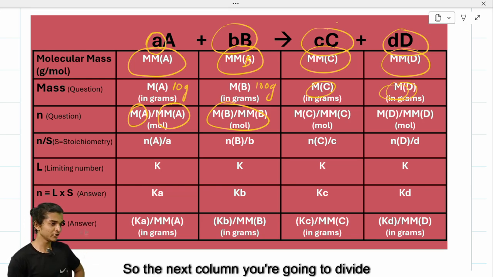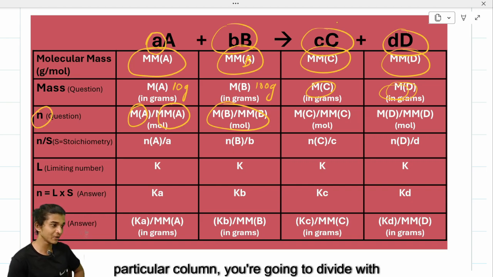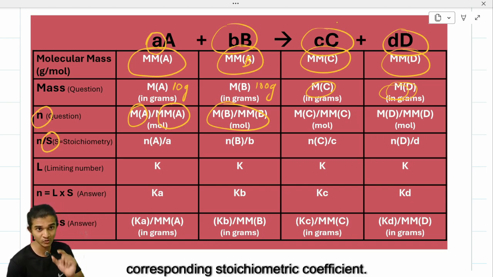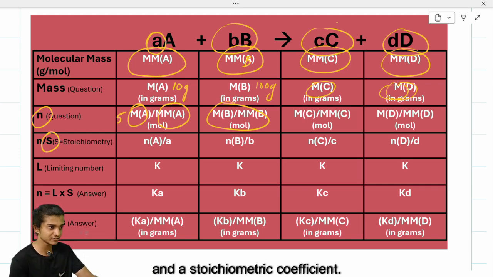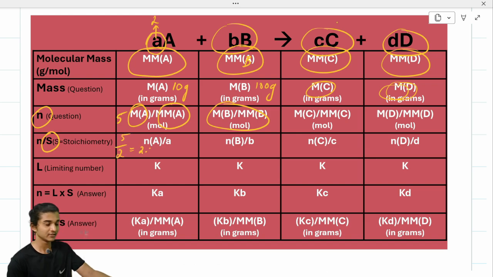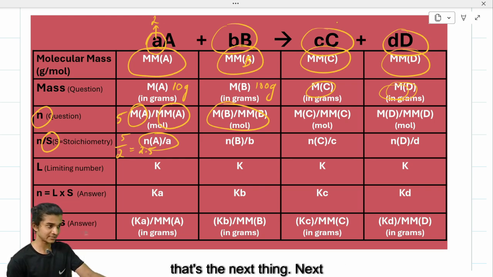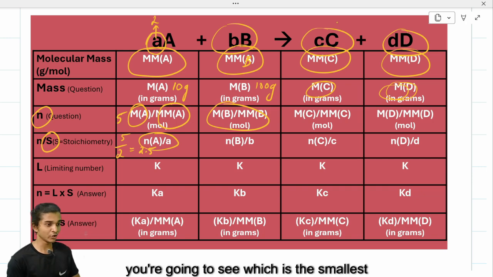So in the next column, you're going to divide that number of moles. So what number you're getting in this particular column, you're going to divide with the corresponding stoichiometric coefficient. Suppose you get 5 here, and the stoichiometric coefficient, suppose this A is equal to 2, you're going to write 5 divided by 2 and write it as 2.5. That's how you're going to enter the data in this fourth column. So you do the same thing for the rest of the rows. So that's the next thing. Next, you're going to see which is the smallest number in this particular column.